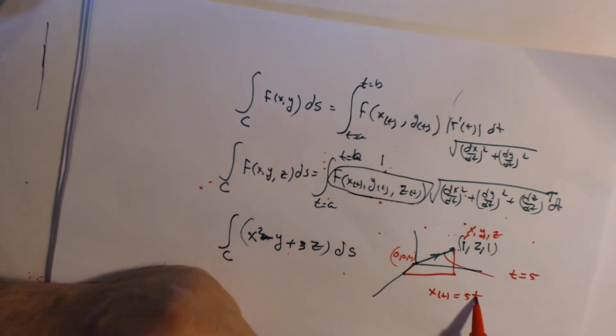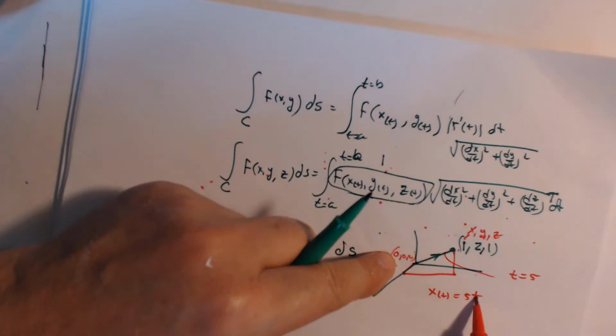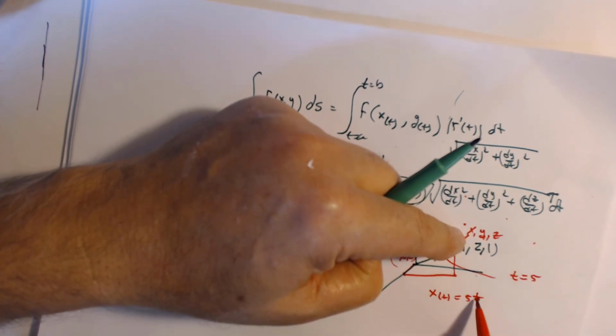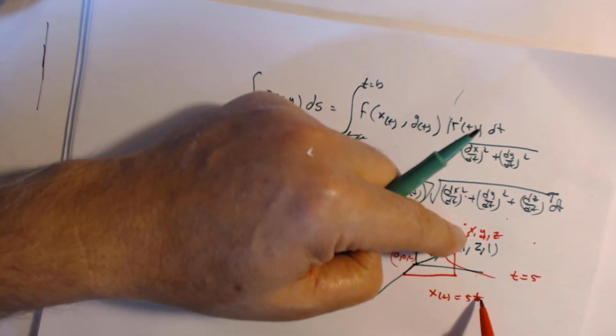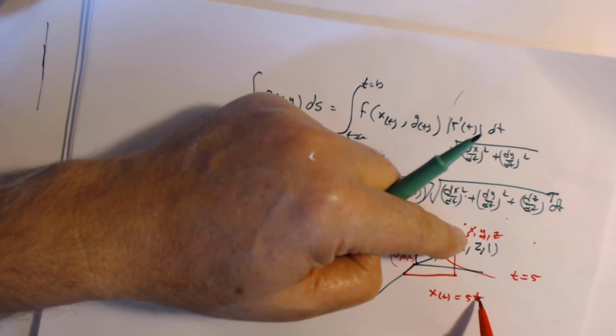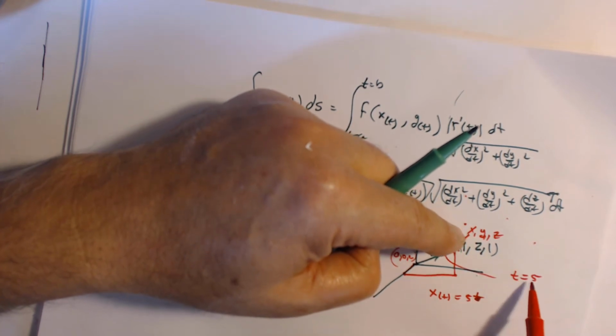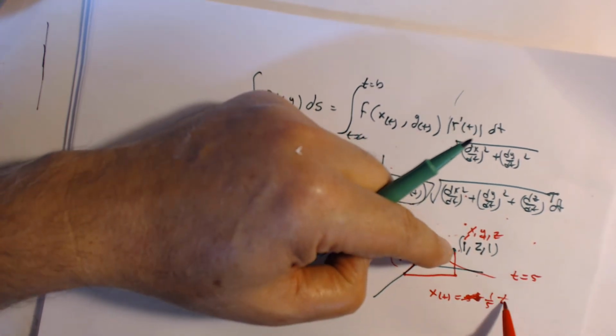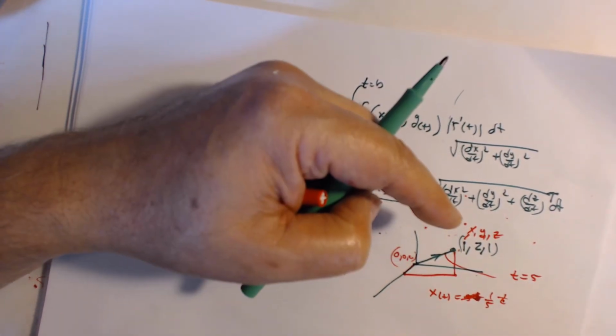When t is 0, you get 0. When t is 1, let me see. If it takes 5 seconds, that becomes 1/5 of t. And when t becomes 5 seconds, that becomes 1.